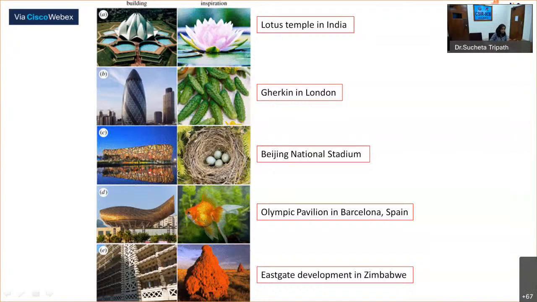And this one is very interesting. This one is called the Eastgate Development in Zimbabwe. They have taken a cue from the ant mound. If somebody gets to see an ant mound, you'll find amazing engineering there. It's a three-dimensional structure, and it is engineered in such a way that the internal part of the mound also gets an equal amount of oxygen. Temperature is controlled very well inside. So using this, they have built this building in which they are not using air conditioning. So these are some of the examples.